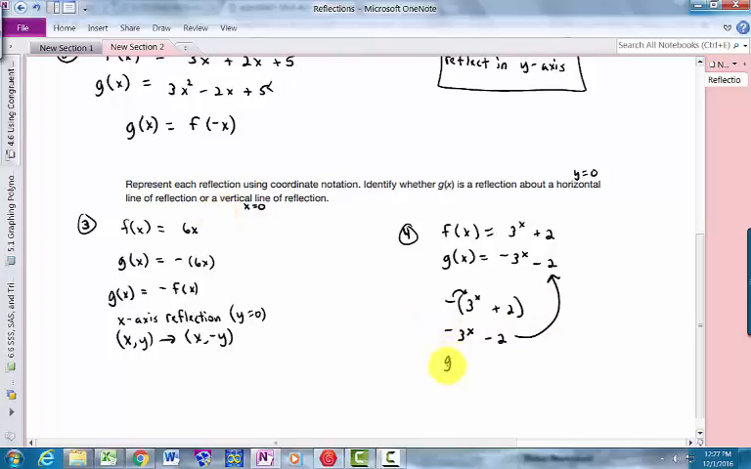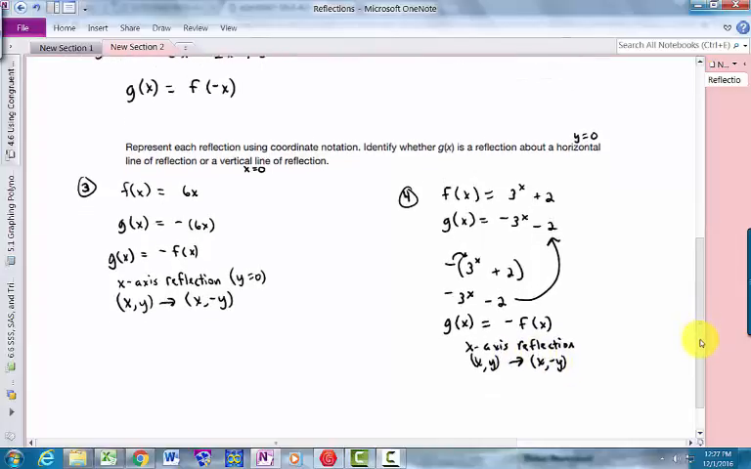Well, to get g of x, we took the opposite, once again, of f of x. And so it's going to become the same exact thing as what we did before. It's going to be an x-axis reflection. And then your original x comma y is going to become x comma negative y, like so. Simple as that.